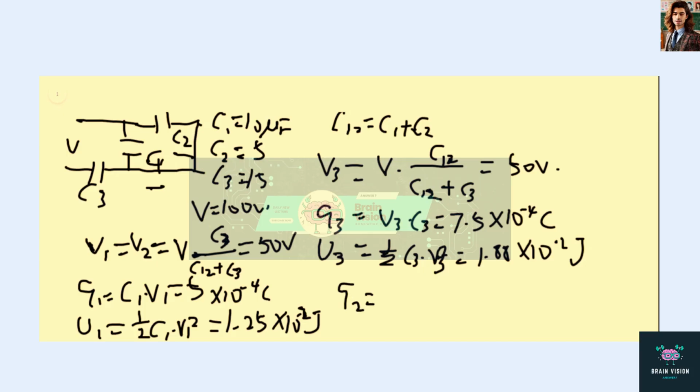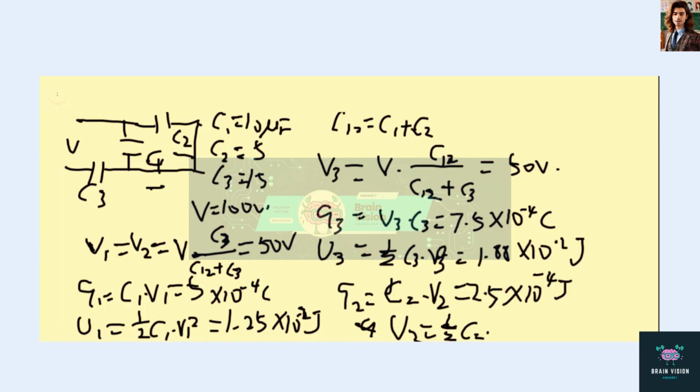And this Q2 is C2 times V2, right? So the value is 2.5 times 10 to the negative 4 coulombs, and the U2 equals half C2 times V2 squared, right? So the value is 6.25 times 10 to the negative 3 joules. Okay.